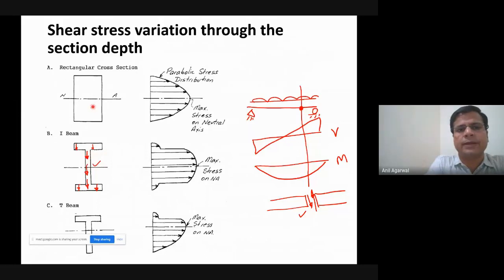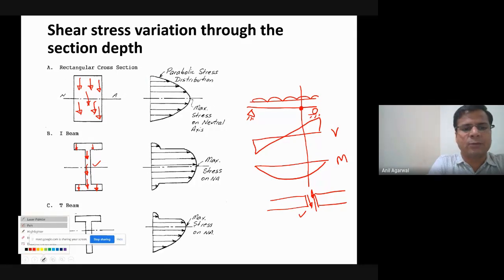How does the shear stress vary in the cross section? If I take a rectangular section, then these kinds of shear stresses will be acting everywhere. I'm just showing a few arrows, but it basically means everywhere. So everywhere there will be small shear stress, and the shear stress will vary from top to bottom and will follow this parabolic profile. It can be derived; I'm not deriving it here. The shear stress will be maximum right at the centroid, where the neutral axis is, and it will be smallest at the extreme edges.